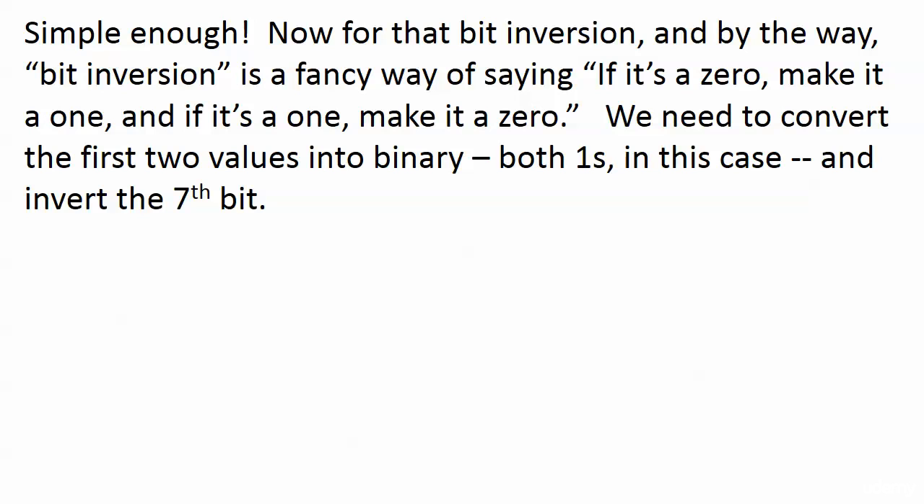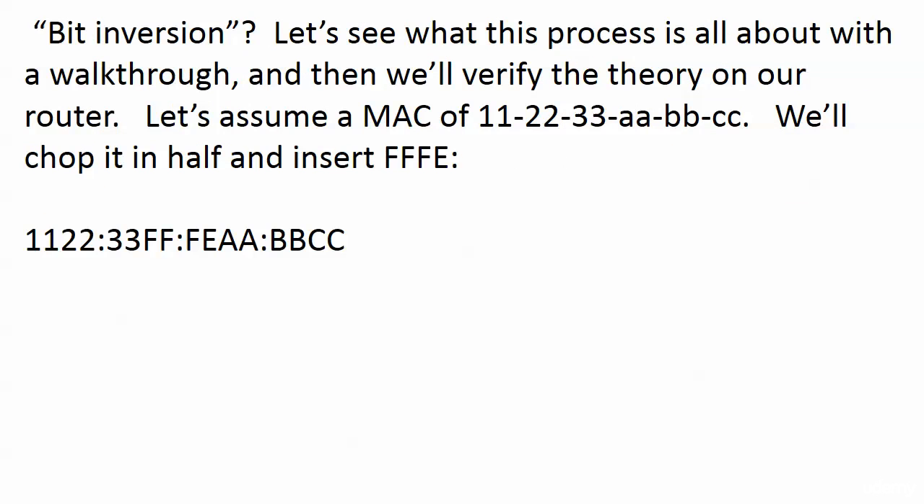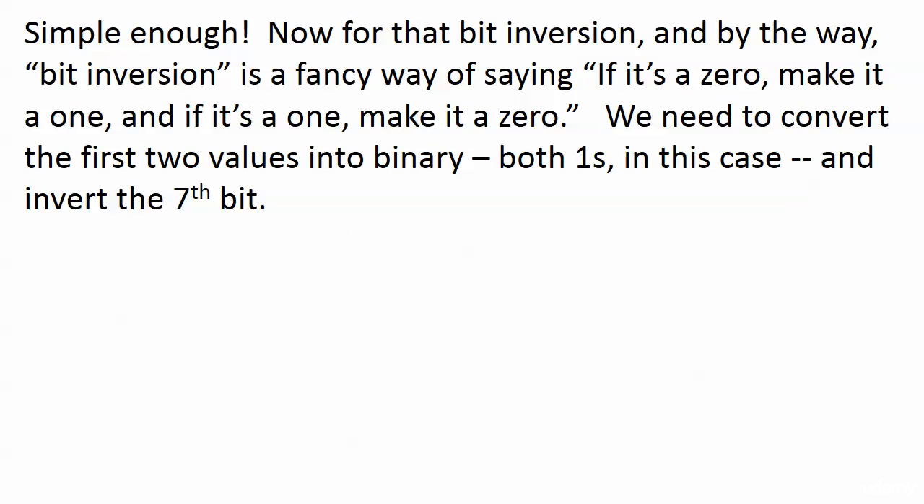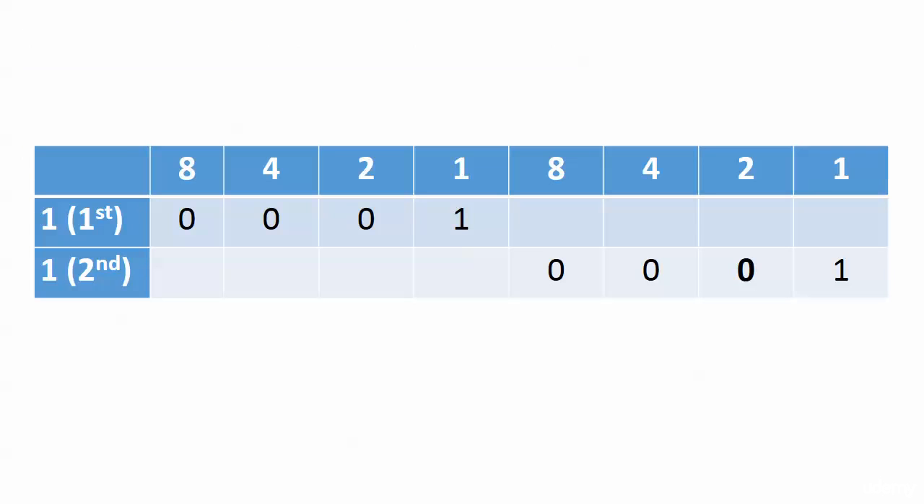Now, we need to convert the first two values into a binary string, and both of them are 1s in this case since we started with 1122. So we're starting with 11. You just convert those to binary and you invert the 7th bit. The first one is going to be 0001, obviously, and those are bits 1 through 4. The value that follows it also happens to be a 1 in our walkthrough. That's also going to be 0001, and those are bits 5 through 8.